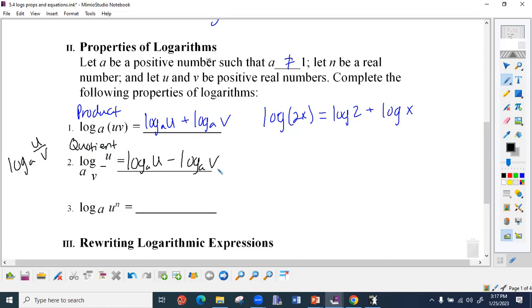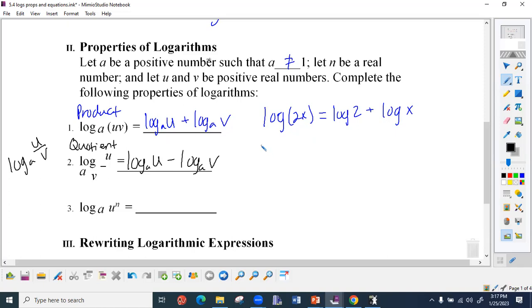Unlike product, with quotient order matters, right? The order matters when it comes to quotient. The numerator has to be the first term and the denominator has to be the second term. Okay? Order matters with subtraction.